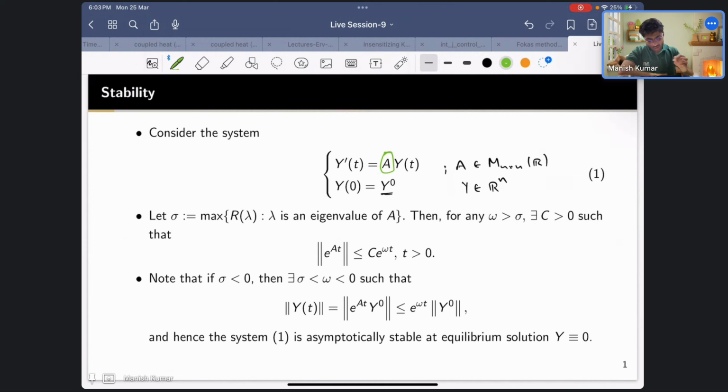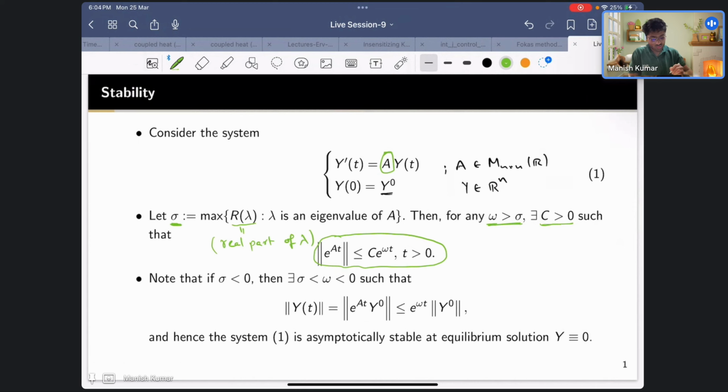Here you consider this sigma. We define sigma as the maximum of the real part of lambda, where lambda is an eigenvalue of this matrix A. Then if you take any omega greater than sigma, there will exist a constant C such that the exponential of the matrix A will satisfy this inequality. So you get a bound on the exponential matrix, and this is nothing but the solution.